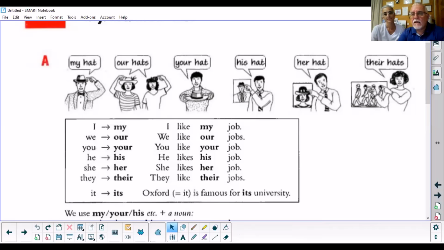Okay, so let's just have a look at these pictures along the top. My hat, our hats, your hat, his hat, her hat, their hats. Aqui, chapéu. Meu chapéu, nosso chapéu, seu chapéu, o chapéu dele, o chapéu dela, o chapéu deles.